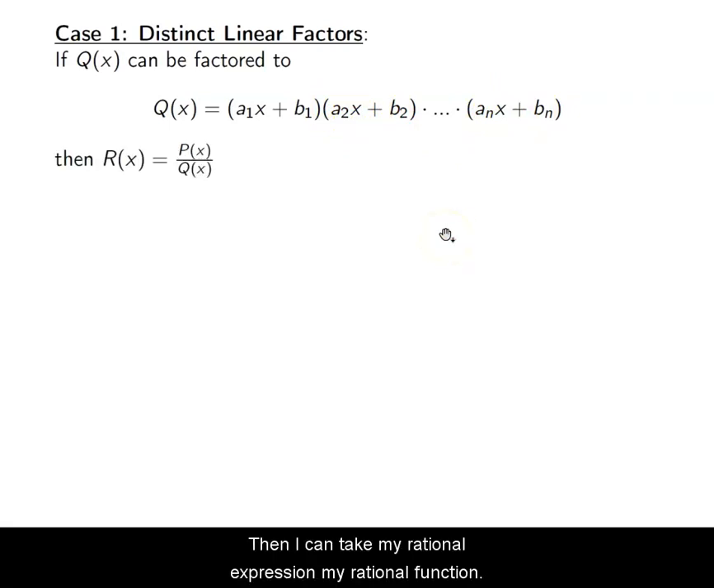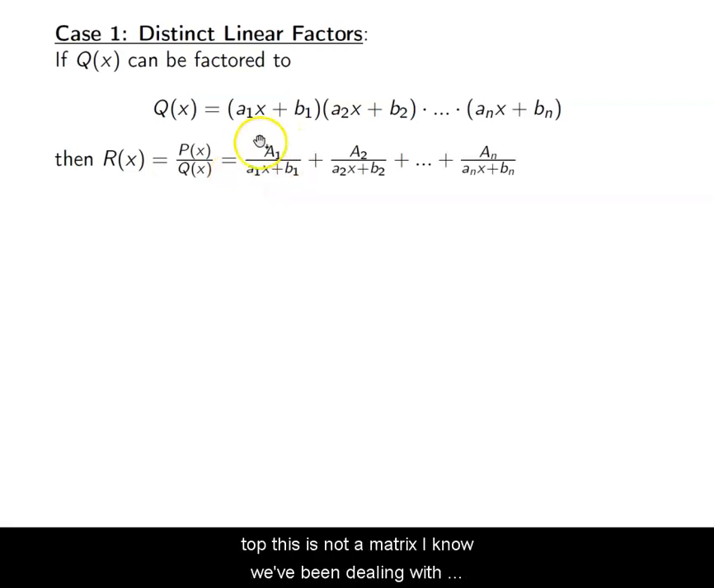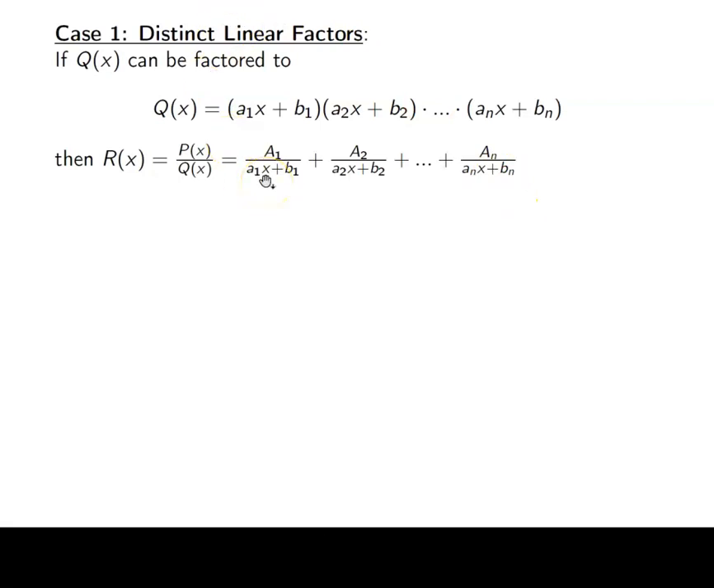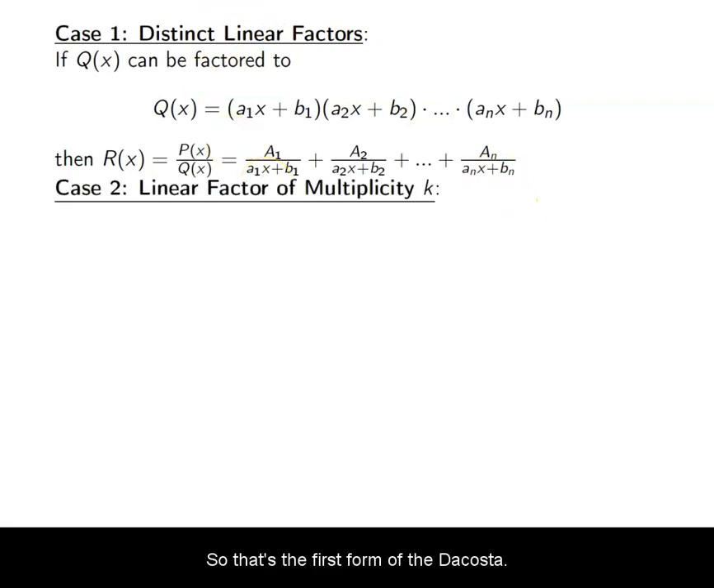Then I can take my rational function here, and I can break it into parts in the form of a constant on top. This is not a matrix. I know we've been dealing with capitals as matrices, but for right now, this is just a number. A1 is a number, A2 is a number, and so forth. So we'll have some number over the first linear factor, plus some number over the second linear factor, plus some number over the third linear factor, and so forth, until we run out of distinct linear factors. So that's the first form of the decomposition.